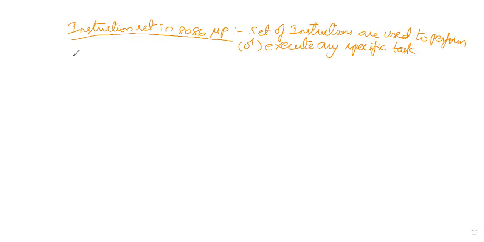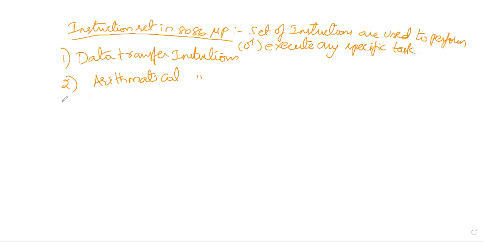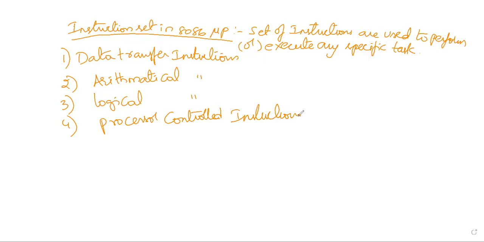Now in 8086, the total instruction set is classified into different groups. So now let us discuss what are those groups. The first classification is data transfer instructions. Second one is arithmetical instructions. Third one is logical instructions. Fourth one is processor controlled instructions.